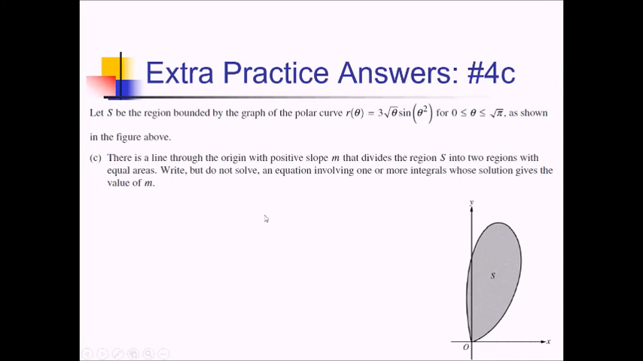For this part, they're telling us there's a line through the origin with a positive slope m that divides region S into two regions of equal areas. They want an equation that would actually solve for the value of m. So the key here is you have to set up essentially two different area expressions and set them equal to each other. One area is going to be going from 0 to whatever angle we're using there to get that line m. And then the other region is going to go from the m line, all the way to radical pi over here.